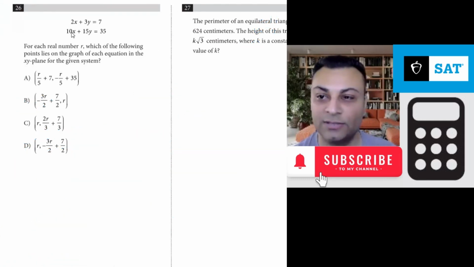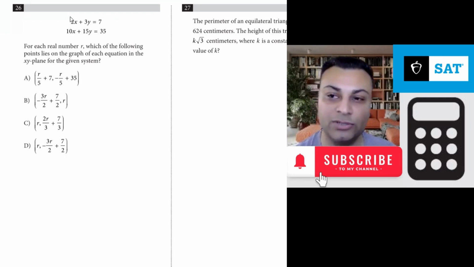Question 26. 2x plus 3y equals 7. 10x plus 15y equals 35. For each real number r, which of the following points lies on the graph of each equation in the xy plane for the given system? Okay, so what we can do is we can solve this first. So what I want to do is multiply the first equation.